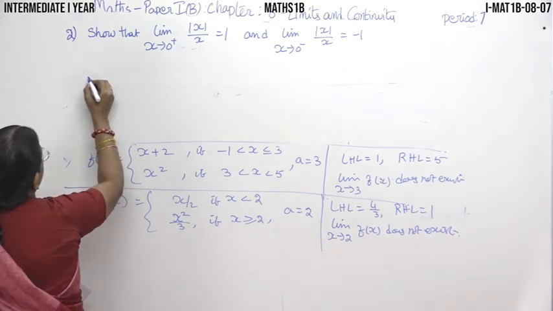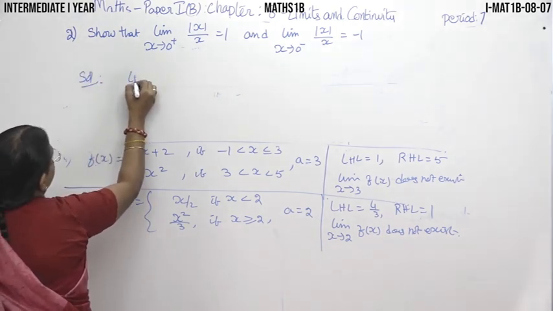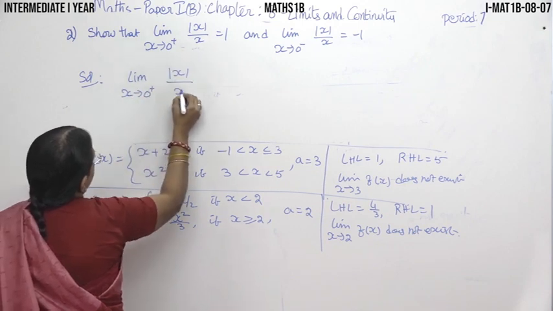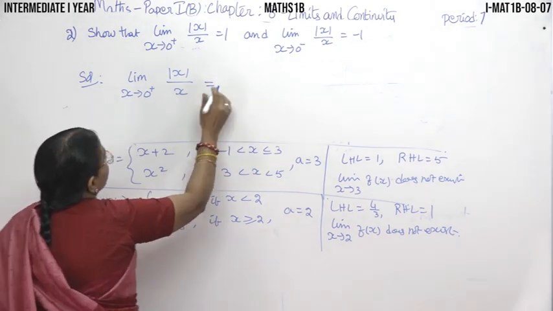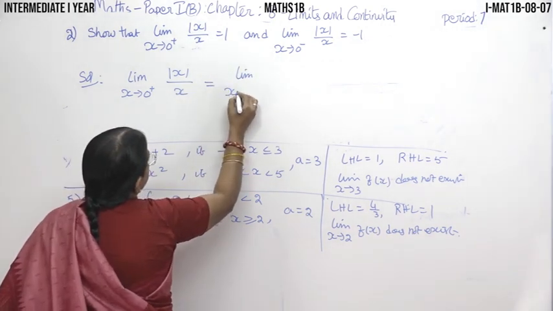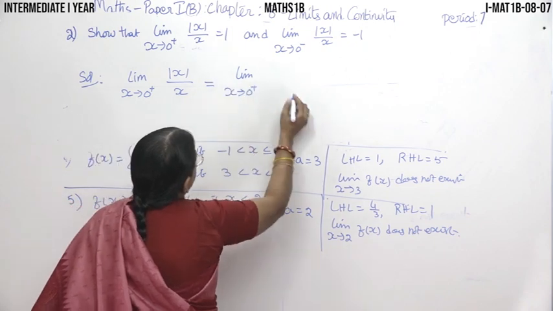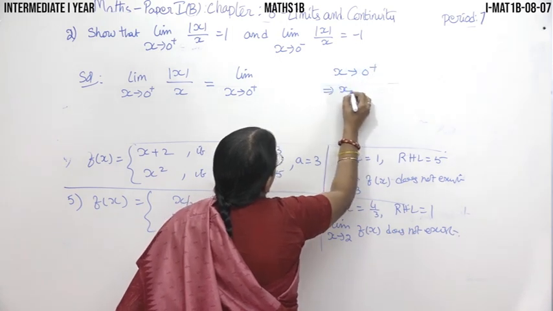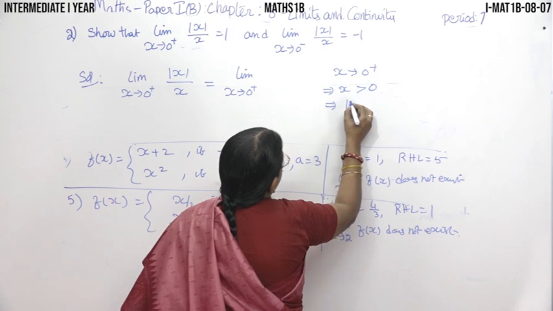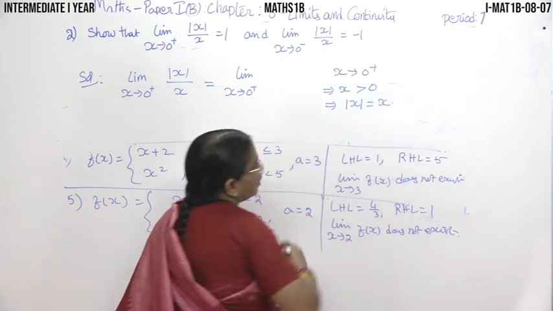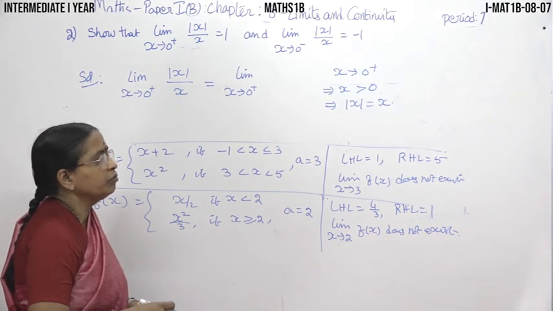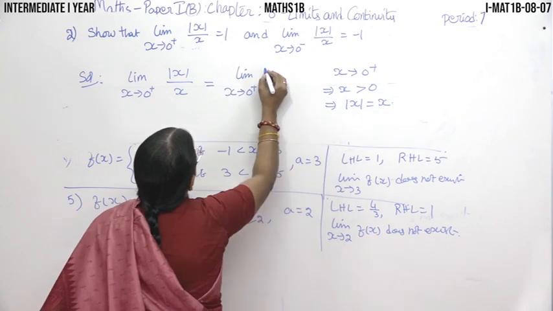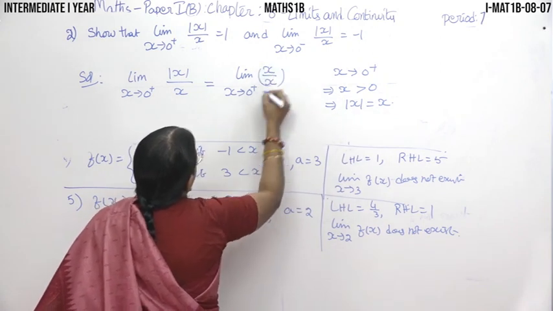Okay, so now in the solution we'll do like this. You already know the steps. Limit as x tends to 0 plus of |x|/x is equal to limit as x tends to 0 plus of |x|/x. What is |x|? x tends to 0 plus means what? x is greater than 0. So what is |x|? It is x. According to the definition, when x is positive, |x| is x only. So we should remove this modulus. So x by x we will write. So that is equal to 1.